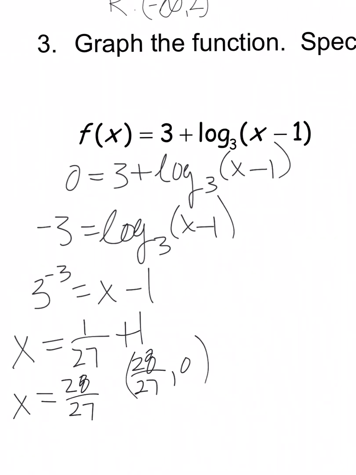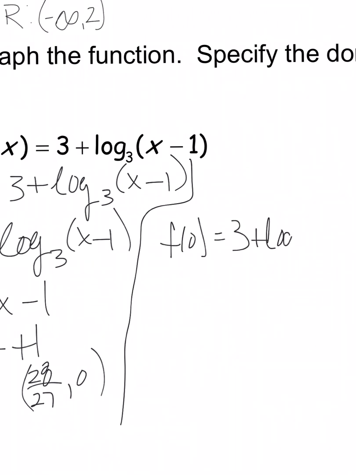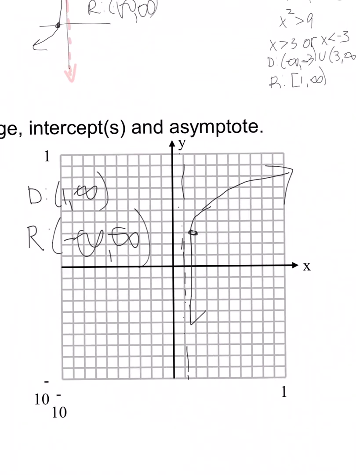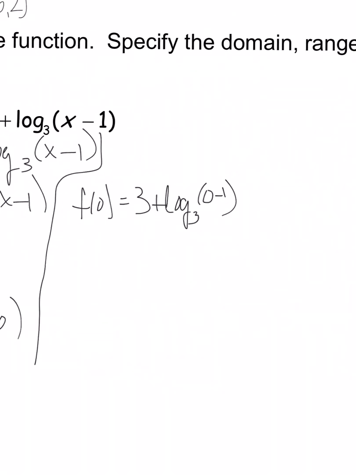For the y-intercept, I'm going to plug in, f of 0 equals 3 plus log base 3 of 0 minus 1. And when we plug 0 in, we end up getting a negative argument, which means we do not have a y-intercept, so there's none. And that makes sense with this graph. As you see, we're never going to hit the y-axis. I said y-intercept, I meant y-axis, but I think you know what I meant. And then lastly, our vertical asymptote is going to be x equals 1.